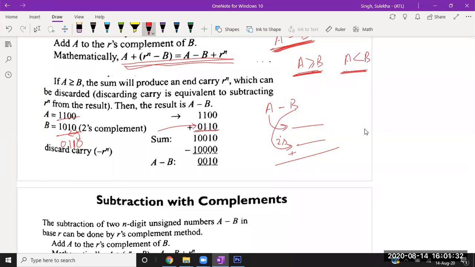After writing a as it is and b as its two's complement, we add them. 0 plus 0 is 0. 0 plus 1 is 1. 1 plus 1 is 0 and 1 is carry. Then 1 plus 1 is again 0 with carry 1. 0 plus 0 is 0, and 1 is carry. 1 plus 1 is 0 and carry is 1. I think I have already told this in my first class. Is there any doubt in this one? Why is 1 plus 1 equal to 0?